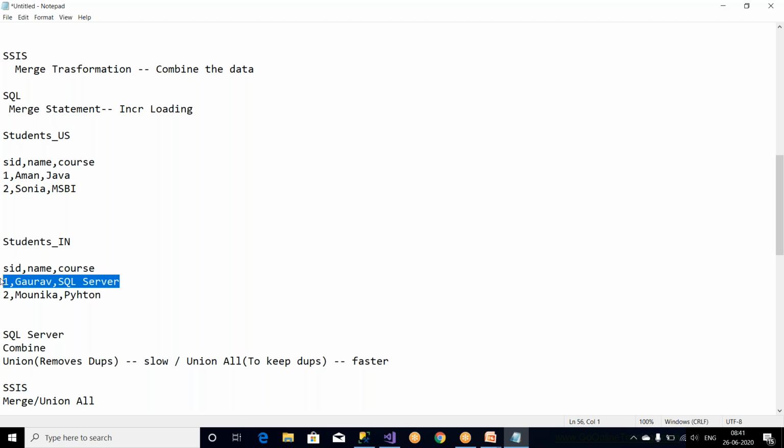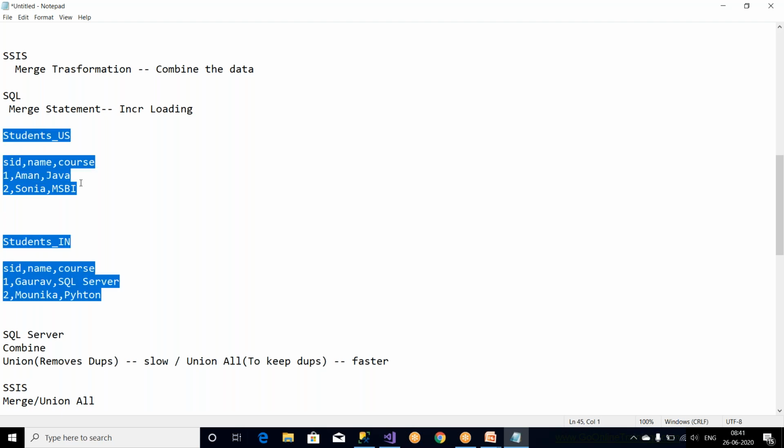What happened? You should not join the data here. Am I clear? When there is no primary key and foreign key relationship, and this table is something different than that table, these are completely independent data coming from two different sources. There is no link between these two data sets. If that is the case, we must use combine.